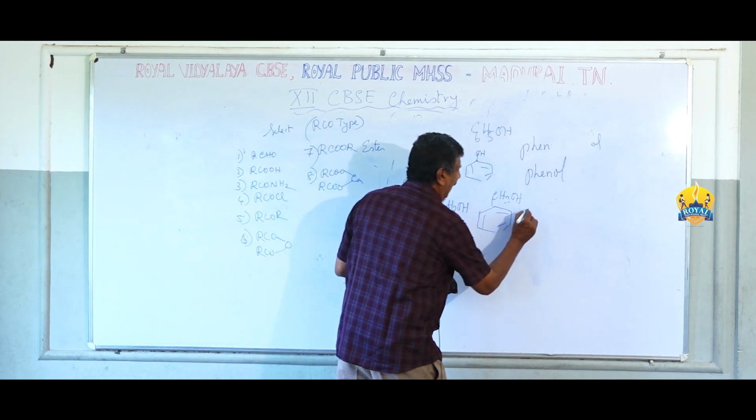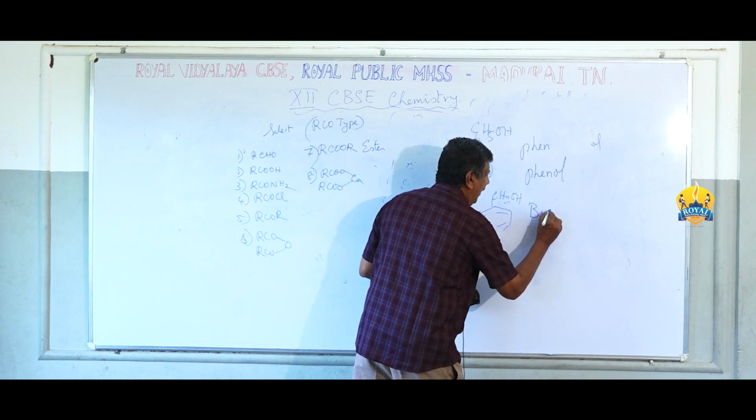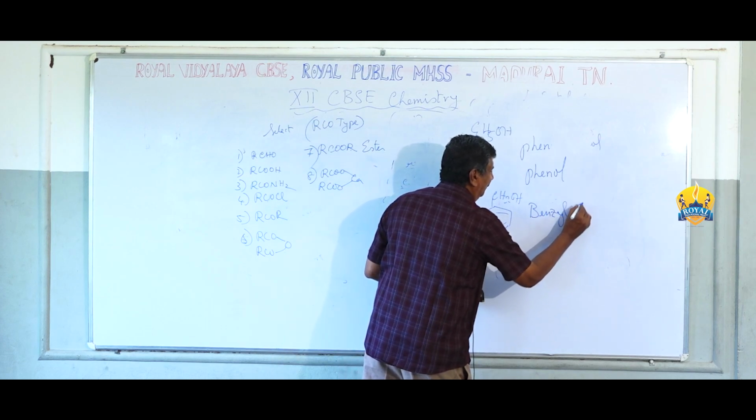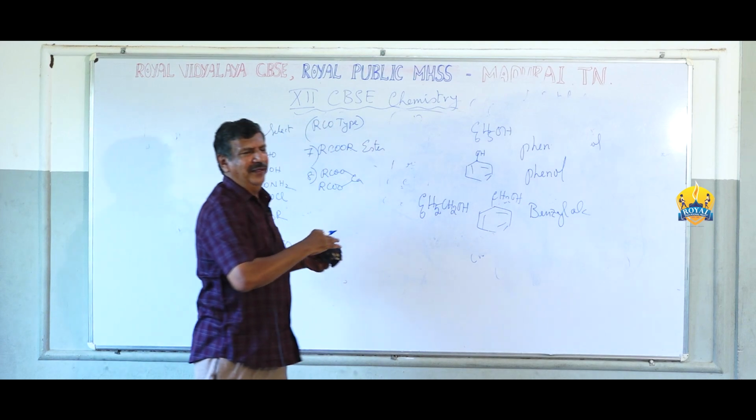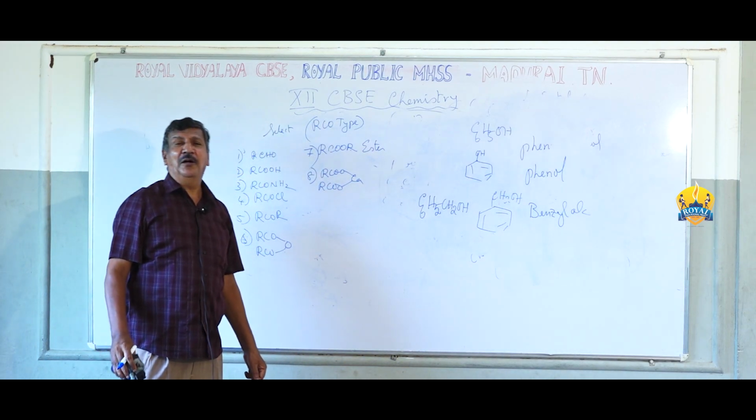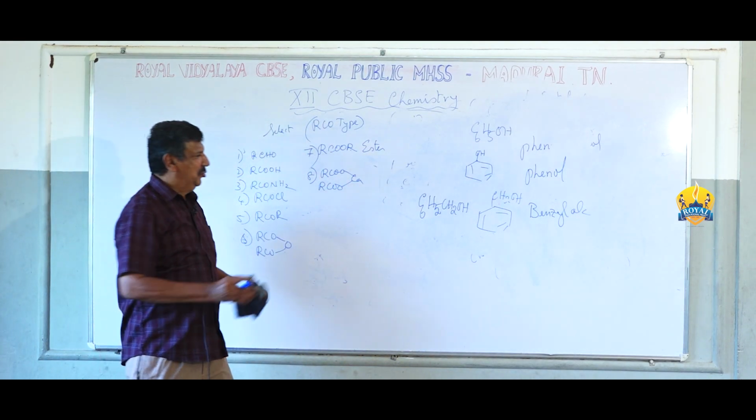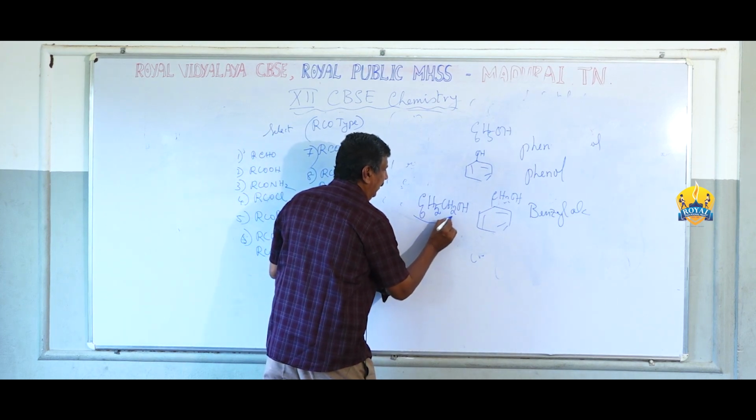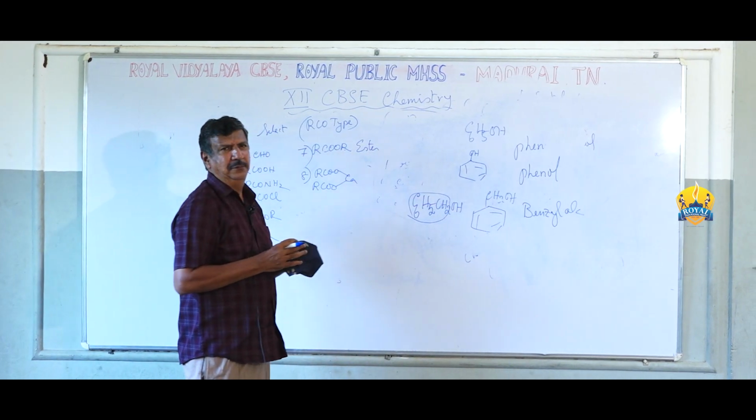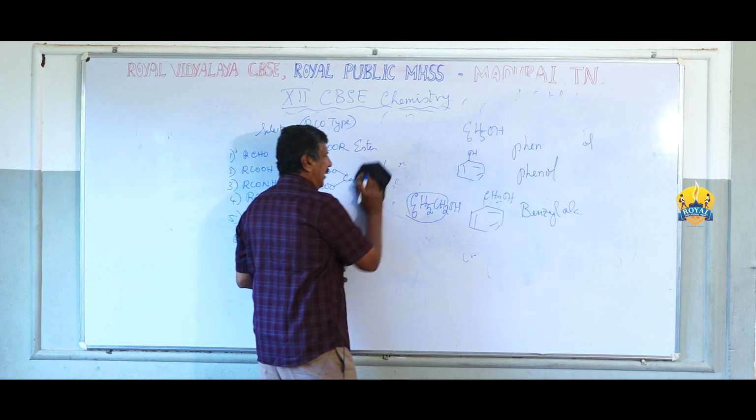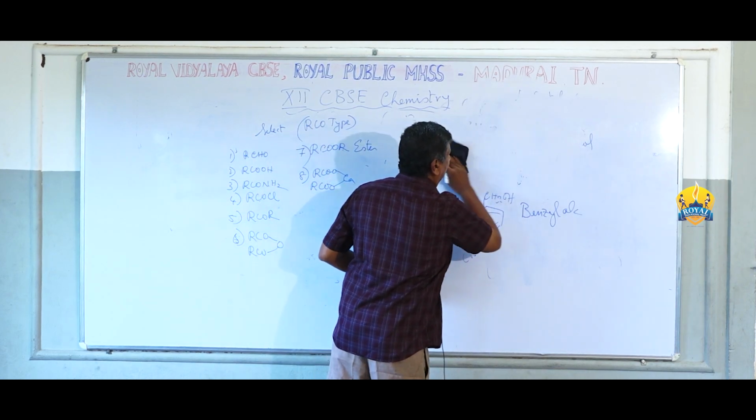Instead, it is having an alcohol property. So they named the compound as benzyl alcohol. You see, they named it benzyl alcohol. This group is benzyl, you know that. So they are benzyl alcohol. So okay. Next one.